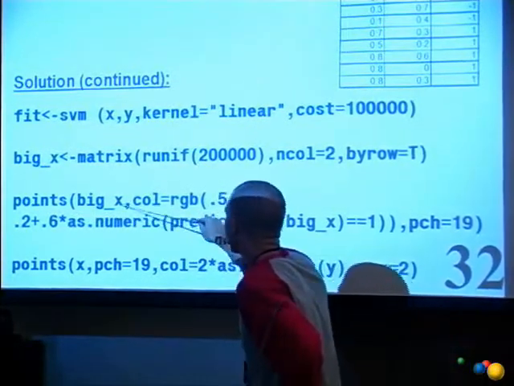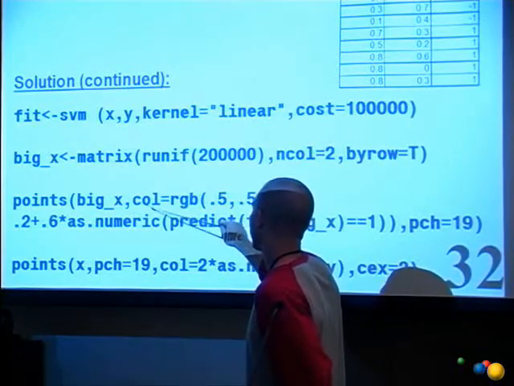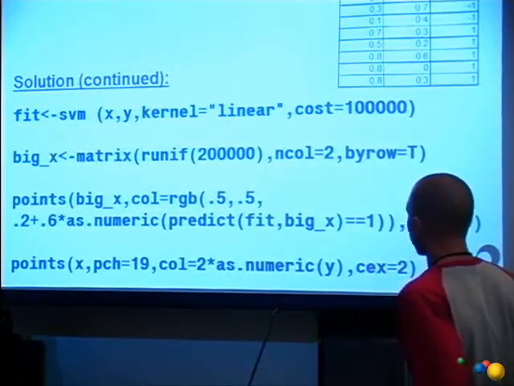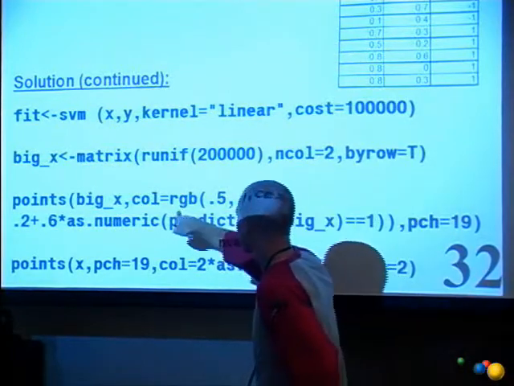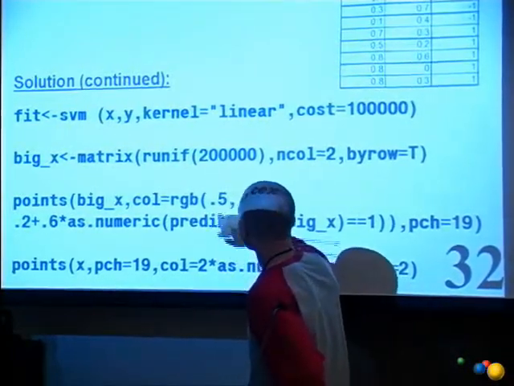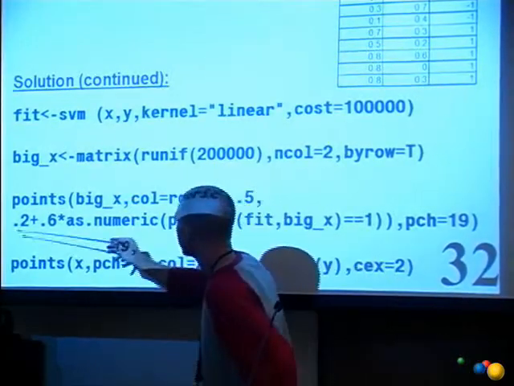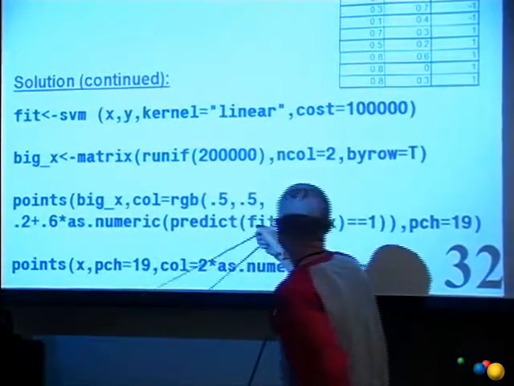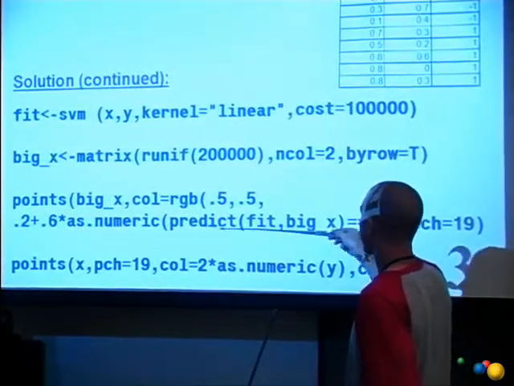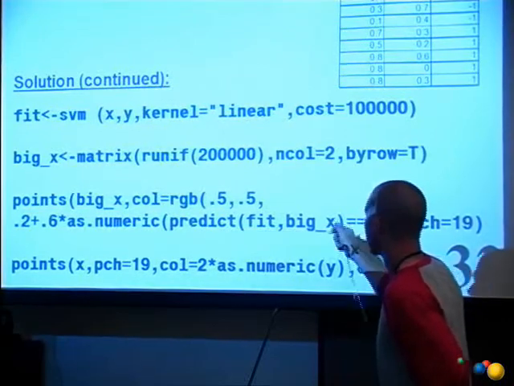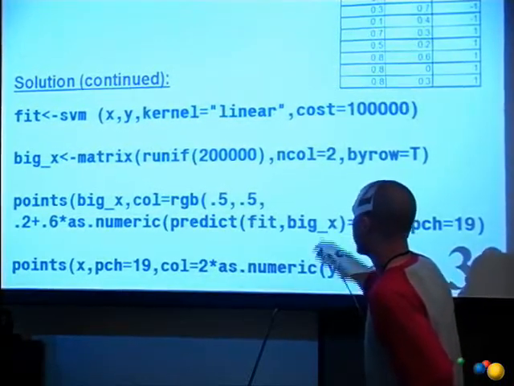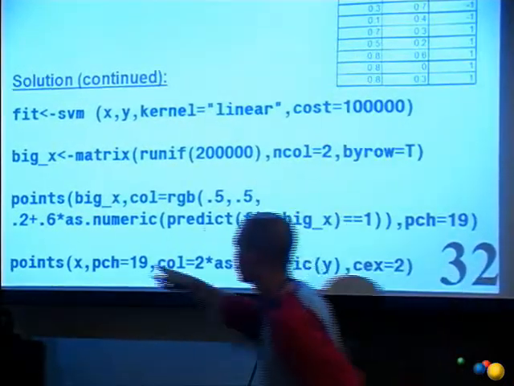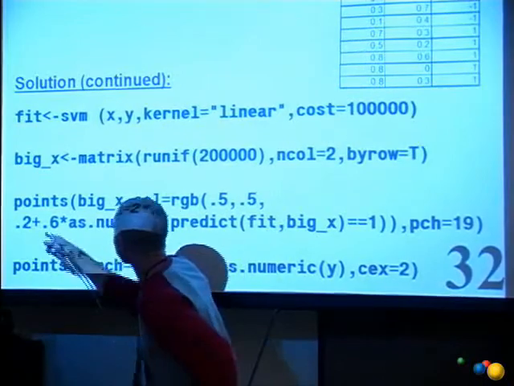I'm going to call points on the big X. For color, I haven't showed you this one before. Color can be RGB. So if you don't like any of the colors that R gives you, it gives you like 300 of them, but you can just specify your own color using RGB. Red 0.5, green 0.5, but then for the blue, I'm going to do as.numeric(predict(fit, bigX)), right? So predict(fit, bigX) is going to be the predictions from the support vector machine for this huge X matrix I just made. And when that equals 1, this is going to be 1, and so my blue is going to be 0.2 plus 0.6, 0.8.